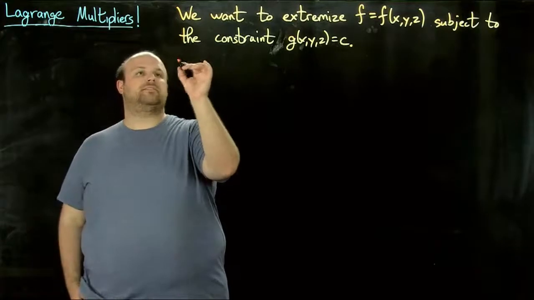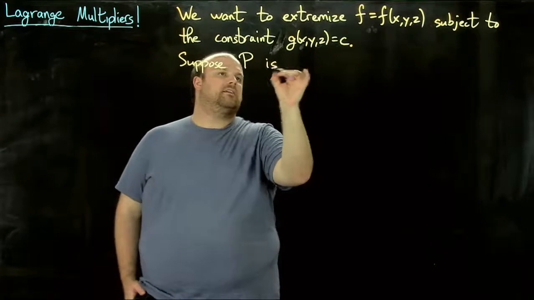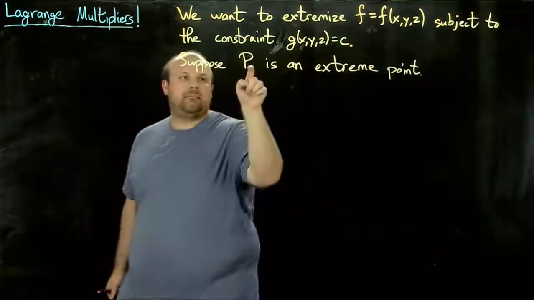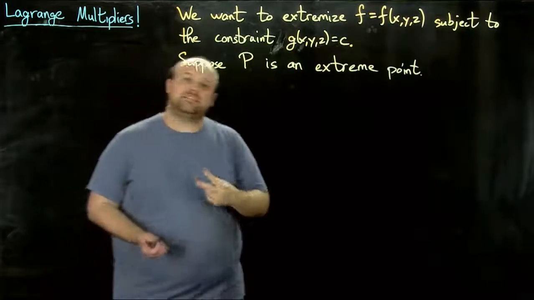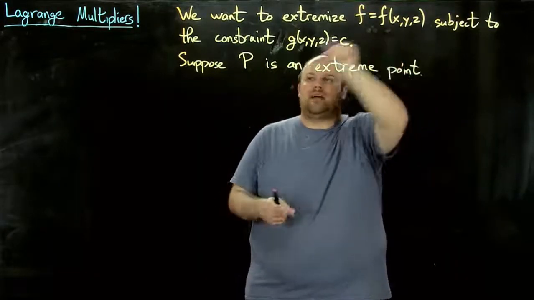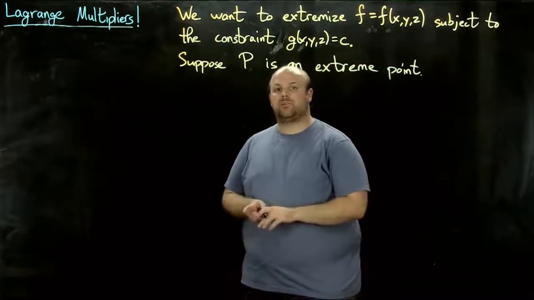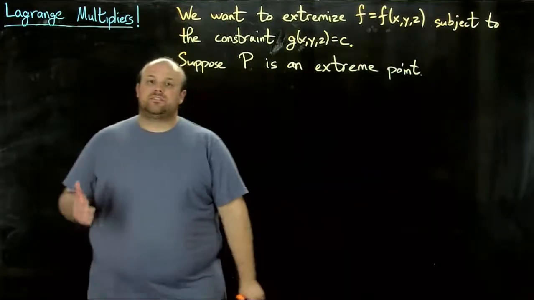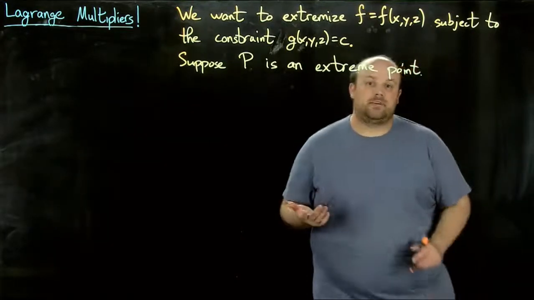What we can do is suppose P is an extreme point. What that means is, first off, P should solve this constraint equation. And second, f should be either a maximum or a minimum at P when we restrict it to this level surface. Again, it could be a level curve if there are no z's. So what does it mean? What can we get here? Here are some things that we know.